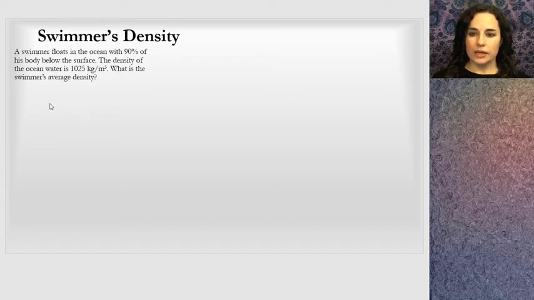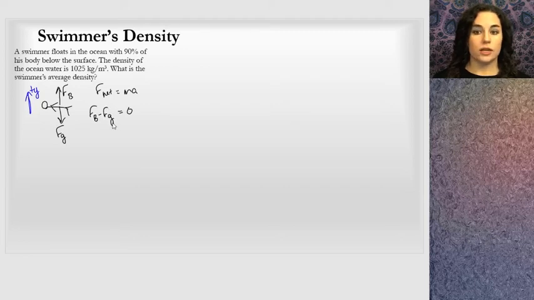Okay, so if I think about a swimmer just floating in the ocean here, I know that there's going to be a gravitational force on the swimmer, his weight, and then also there's going to be a buoyant force. When I apply Newton's second law here, I see that the buoyant force basically has to equal the gravitational force in order for the swimmer to just float. F net equals ma. The acceleration is 0. The buoyant force upward minus the gravitational force downward has to equal 0. So I get the buoyant force equals the gravitational force.